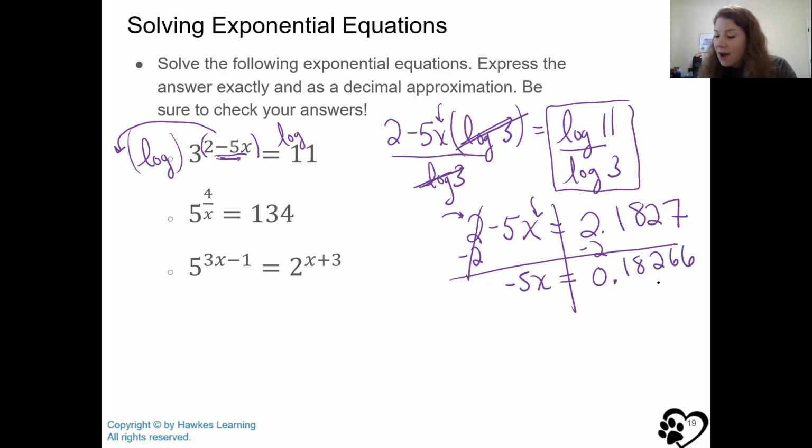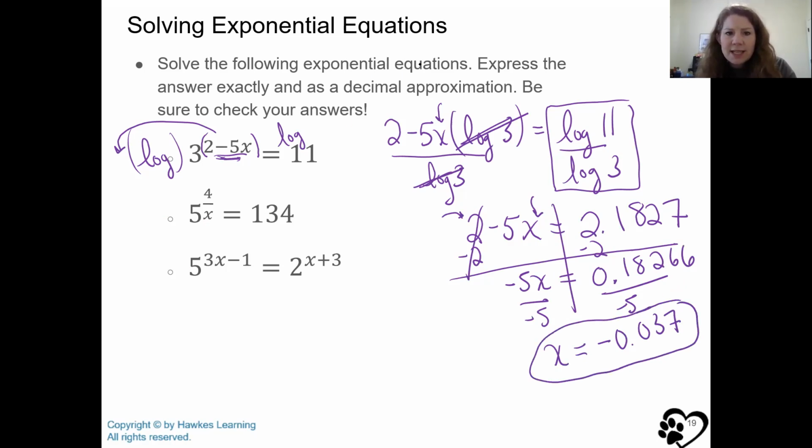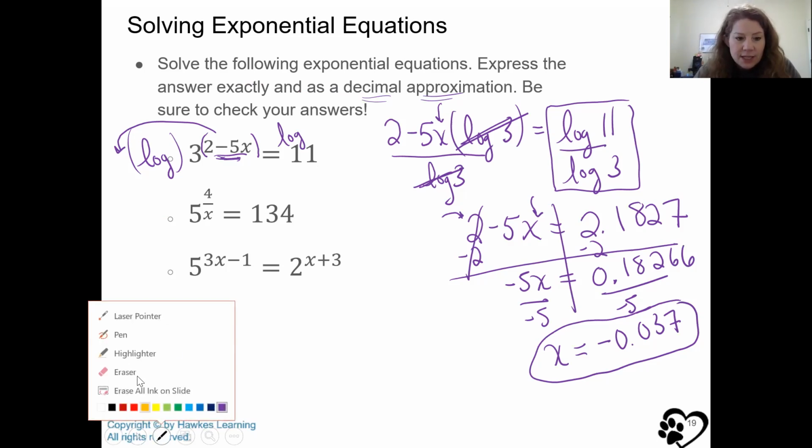0.18266. Now, how do I get rid of times negative 5? I'm going to divide both sides by negative 5. So x is equal to, in my calculator, I'm hitting divided by negative 5. And my answer is about negative 0.037. And make sure you read the directions. What does this say? Express the answer exactly as a decimal approximation. Okay, so that's pretty close. All righty, so that's the first one. Let's do the next one.